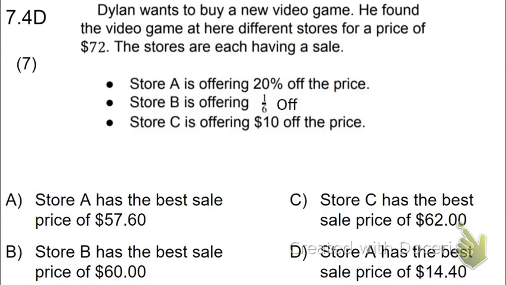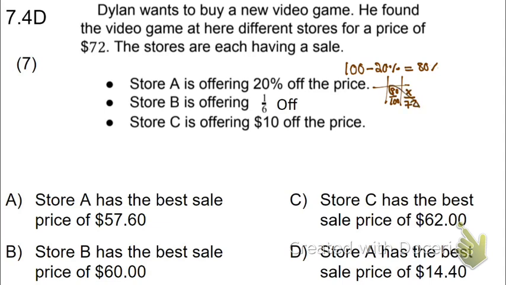Dylan wants to buy a new video game. He found the game at different stores for a price of $72. So store A is 20% off. That means that if you're getting a 20% discount, that you're paying only 80% of the price. Okay? 80% of the price. We can set up a one chart, or we could do a decimal. 80 over 100 equals x over 72.